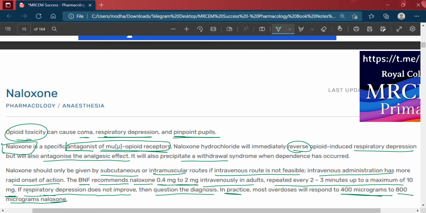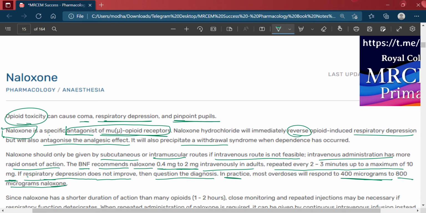So what we have seen is that naloxone is an opioid antagonist. Opioid toxicity will cause coma, respiratory depression, and pinpoint pupil. Naloxone is the antagonist of the mu opioid receptor. Naloxone hydrochloride will immediately reverse the opioid-induced respiratory depression, but will also antagonize the analgesic effect. It should only be given by subcutaneous or intramuscular route if intravenous is not feasible. Intravenous administration has the more rapid onset of action.